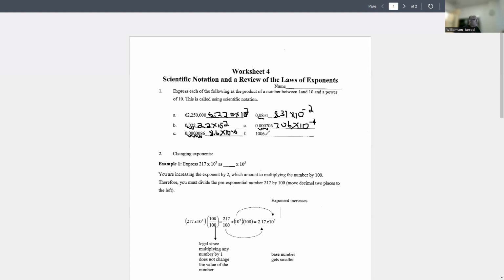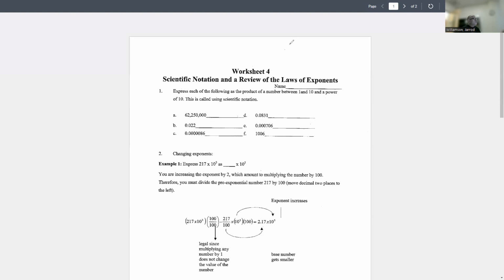Turn it into scientific notation. This, I have an invisible understood decimal point here. And I have to go 3 decimal places to the right. So it'd be 1.006. Make that decimal point a little clearer. Okay. Times 10 to the 3. Okay. That's how you do those.